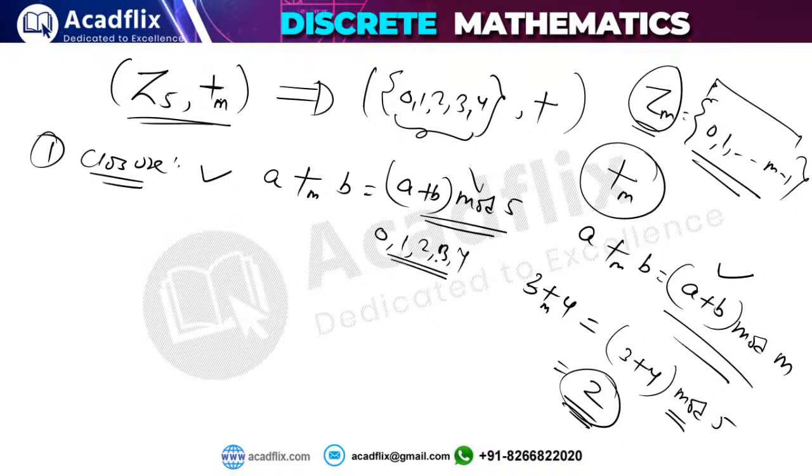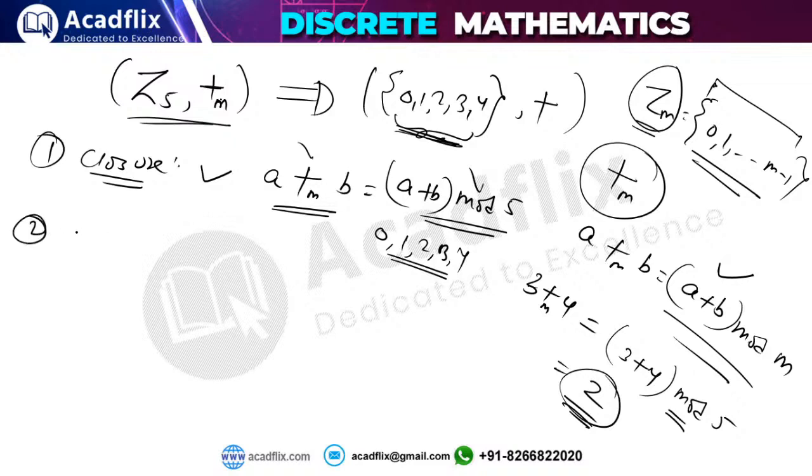So you can see that closure property is satisfied, because if you take any two elements from this set and apply this modulo addition operation, the result will also be present inside this set, because of this mod 5. Mod 5 is nothing but the number you get when you divide by 5, because mod is the remainder operation. So closure property is satisfied.